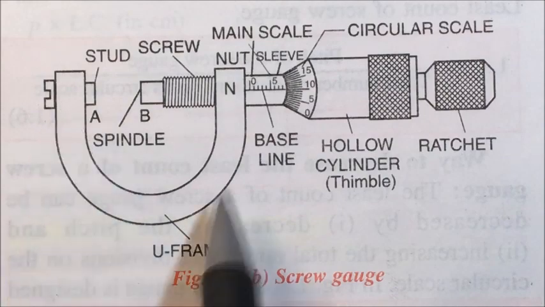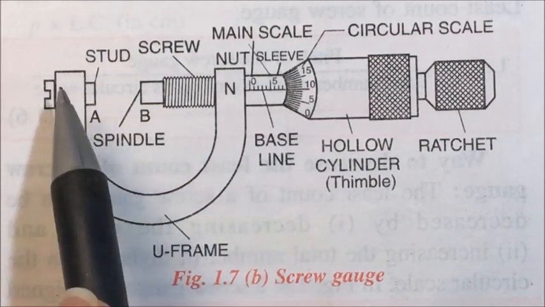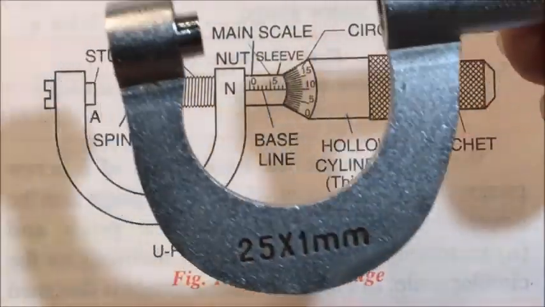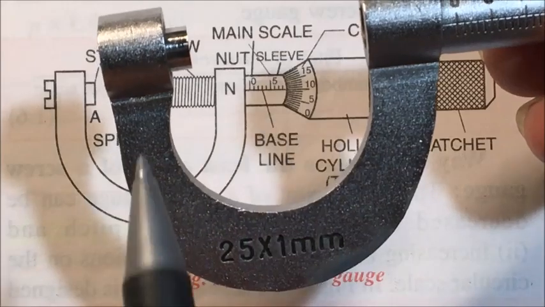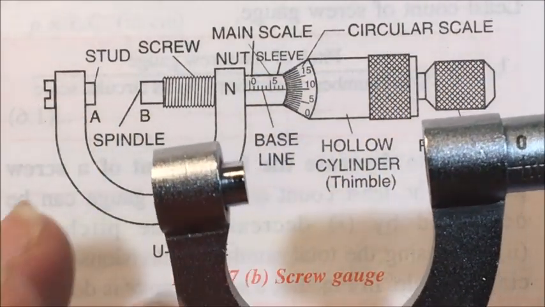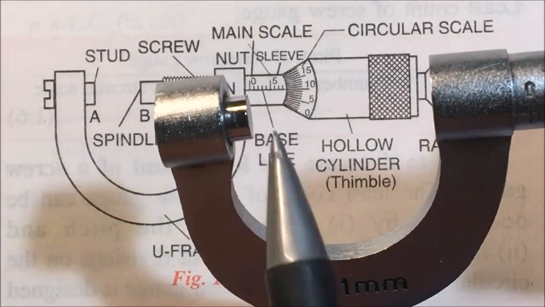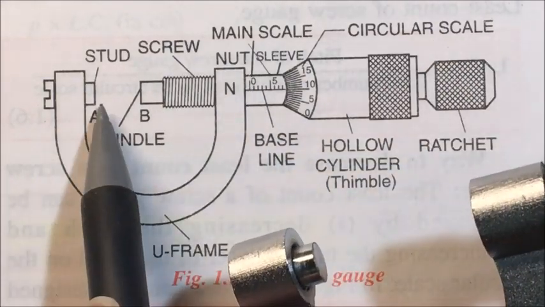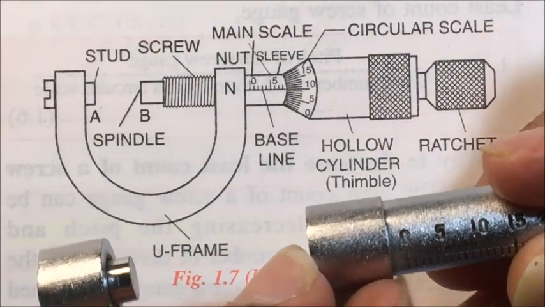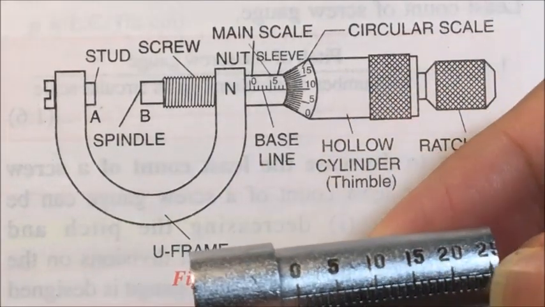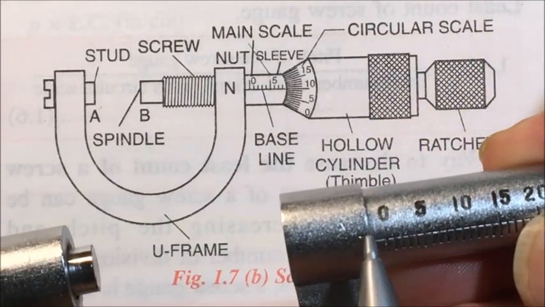We can discuss the screw gauge. Now you can see it has a U-shaped frame. So this is the U-shaped frame. It has two ends, one end and a second end. This one end has one flat end. This is the flat end. This is called stud A. The other end has the nut and a sleeve attached to it.